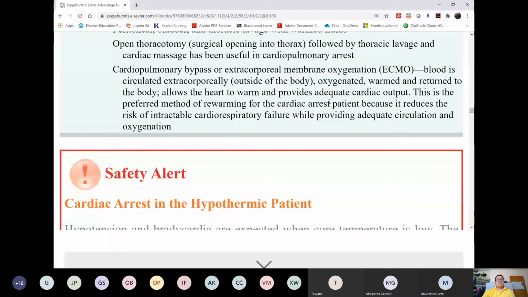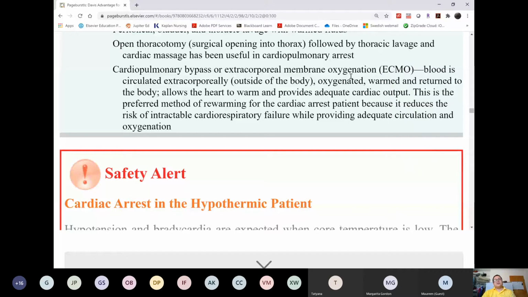ECMO is more used for children because it's easier to set it up in kids. I'm not saying we can't do it for adults, but it's more for kids. This is externally warming the blood. So we'll put 2 IVs in the patient. One removes blood, puts it into the ECMO machine, and then it's warmed while in the machine, and then the other line returns the blood to the patient.